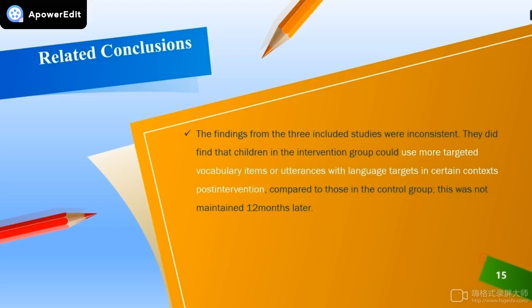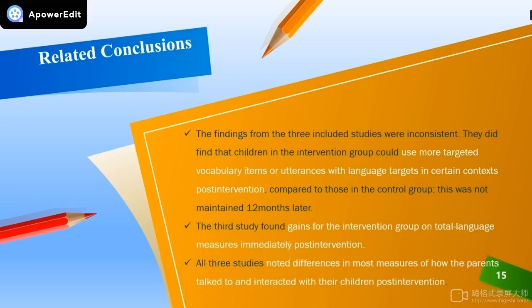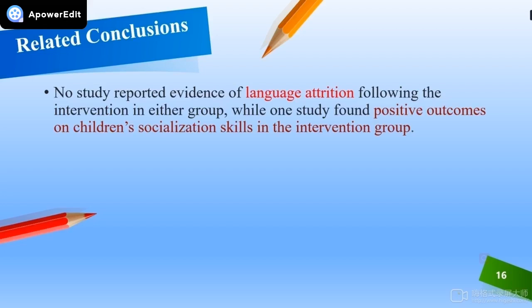And the third study found gains in the intervention group on total language measures immediately post-intervention. And all 3 studies noted differences in most measures of how the parents talk to and interact with children post-intervention. That means the parents' behavior really affects children's behavior in the future, and also children's interaction. There was also no language attrition following the intervention in either group, while one study found positive outcomes on children's socialization skills in the intervention group. That means children's socialization skill is really influenced by parents.